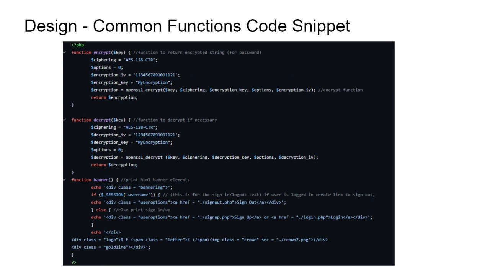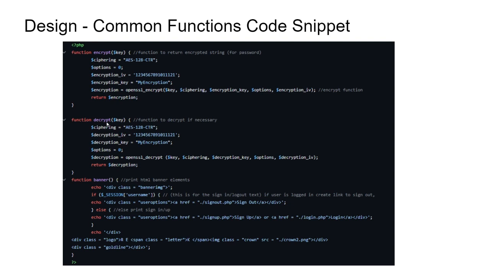Next, we have just some common functions. Here at the top, we have a function used for encryption. This includes just options such as ciphering, an options value, an encryption IV, an encryption key, which you can change to alter how the encryption turns out by what reference it uses to encrypt. And then an encryption variable is created with the value of OpenSSL encrypt, which is a function for encryption, which takes all these options. And then this encryption value is returned, which is used to encrypt the password.